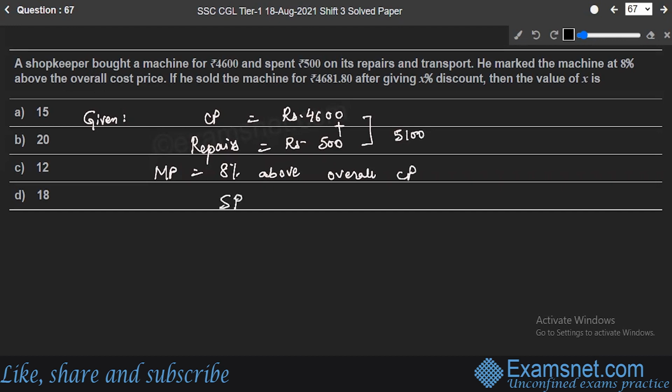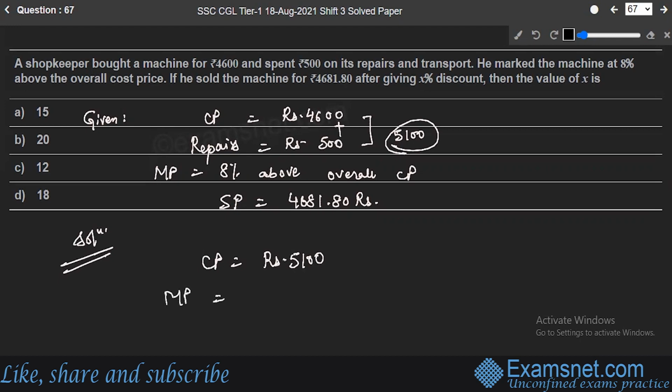Also, you are given selling price of the machine is 4681.80 rupees. Right. So, you know the formula for the loss and the profit. Loss is equal to cost price minus selling price, and profit is equal to selling price minus cost price. Let's move towards a solution. First of all, the overall cost price of the machine is 5100 rupees. So what will be the marked price?